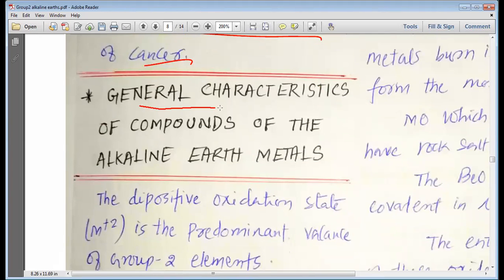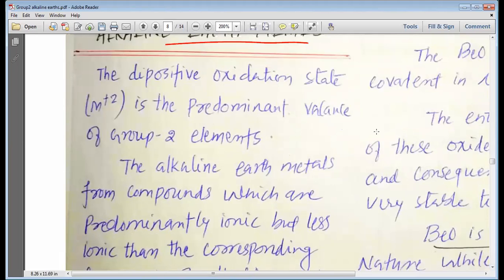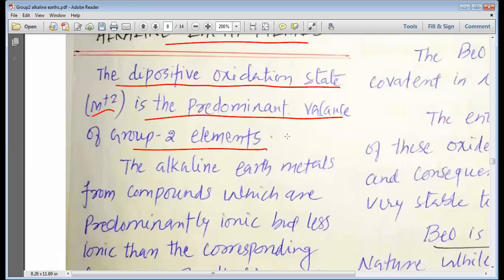Now we want to study the general characteristics of compounds of the alkaline earth metals. The di-positive oxidation state, that is M+2, is the predominant valence of group 2 elements. So the di-positive oxidation state M+2 is the major oxidation state that we can find for the alkaline earth metals.